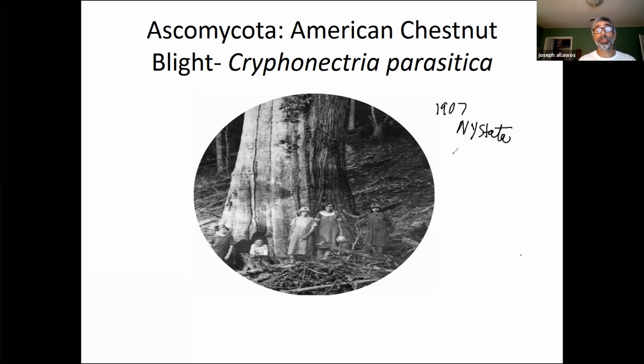Well, unknown to anyone, these Chinese chestnuts had a fungus associated with them, and they had evolved with this fungus, and they were quite resistant to it. So it didn't kill them outright, it just infected them.